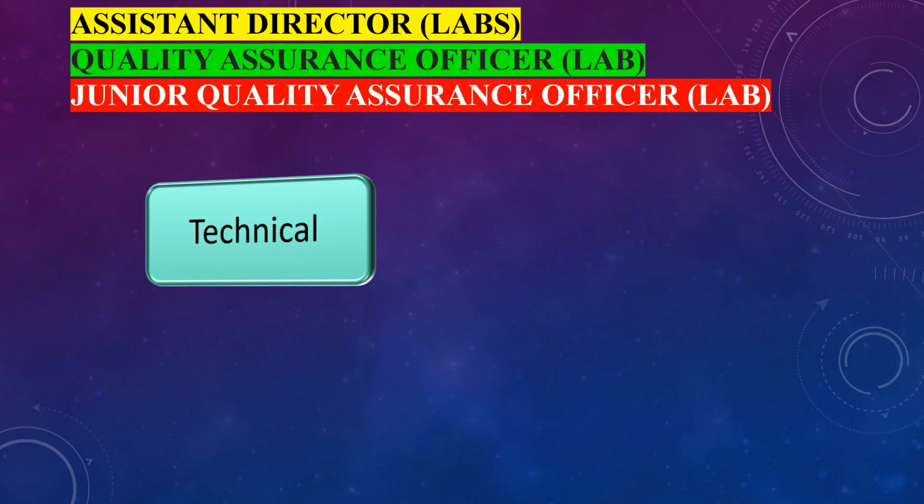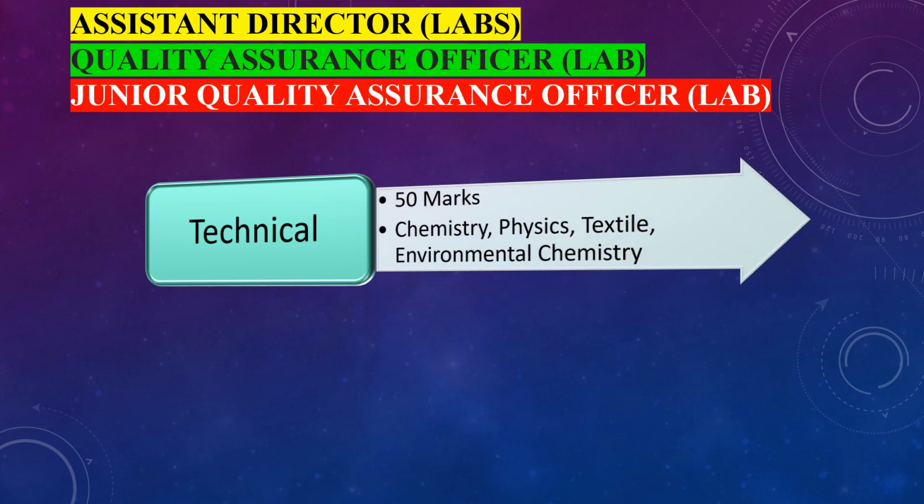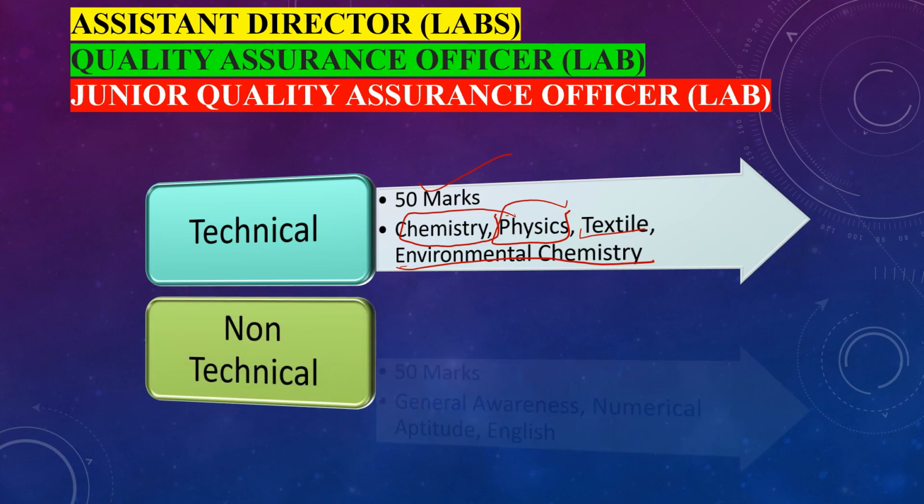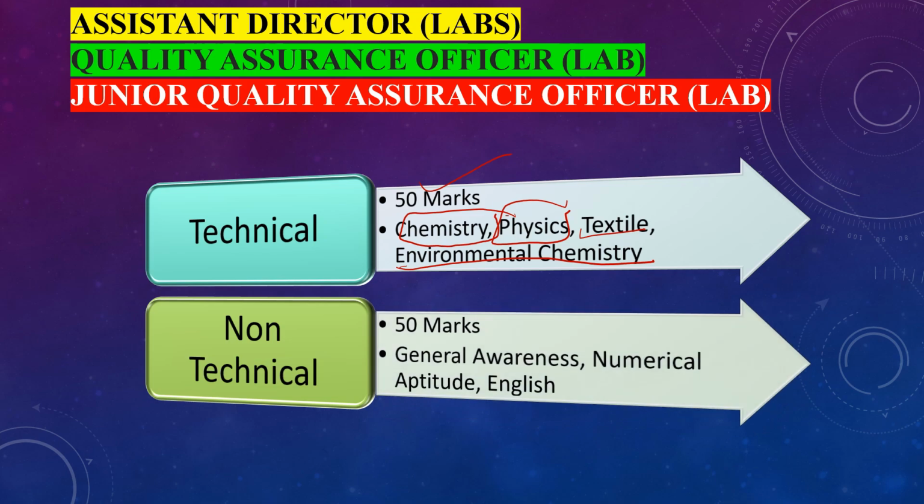This exam comprises two portions. One is called the technical portion. The syllabus of the technical portion is like this. It comprises 50 marks and contains chemistry, physics, textile, and environmental chemistry. From this video, we actually started a video lecture series for the preparation of this exam. The non-technical part again contains 50 marks, which contain general awareness, numerical aptitude, and English. Let's understand the detailed syllabus.